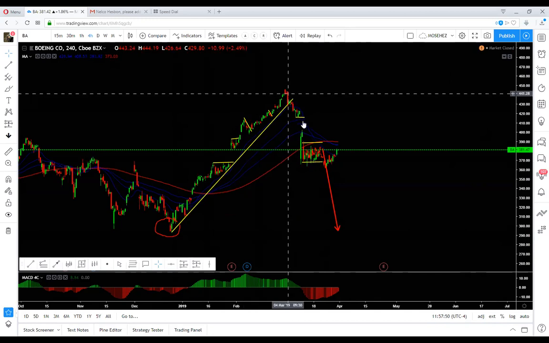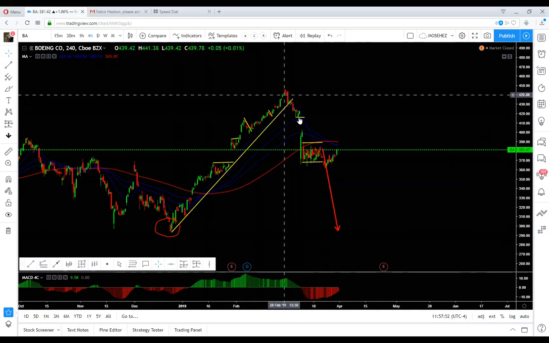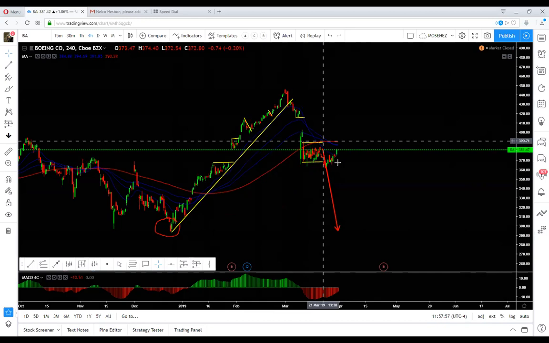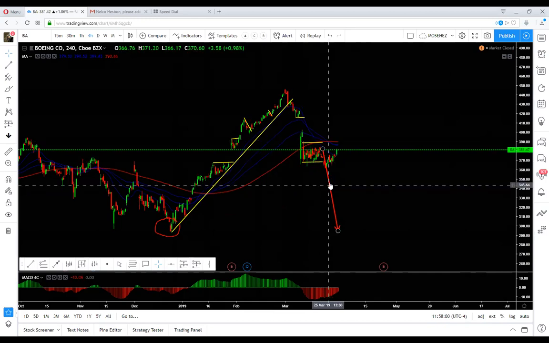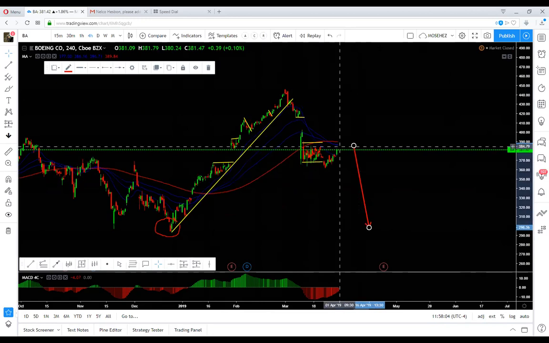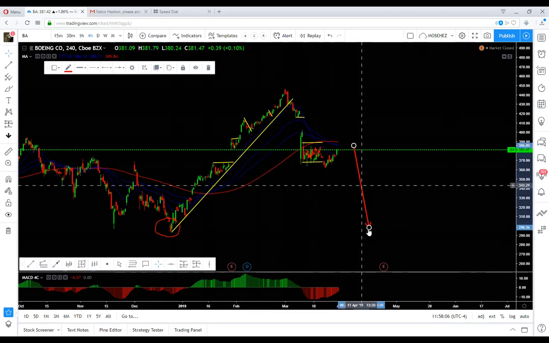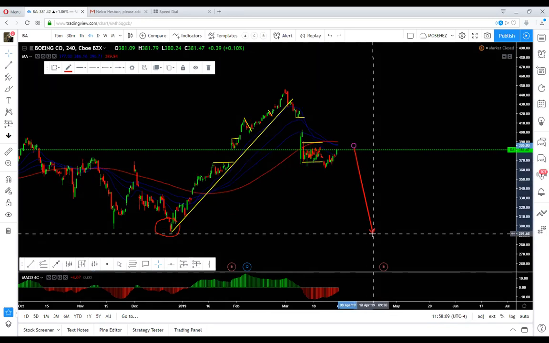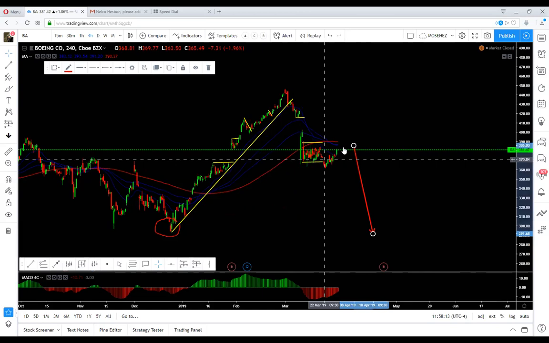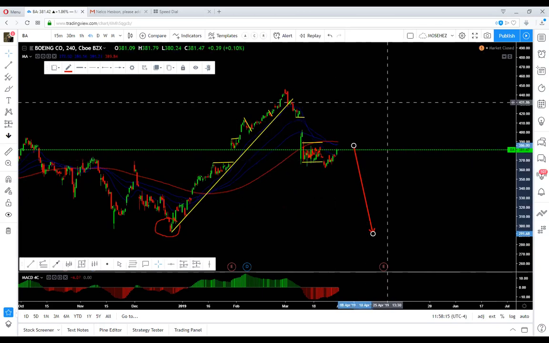But when this crash happened, it had already broken and it went down. We can see now that it is correcting. I hope it will come close to this EMA and then drop further. What will make it drop further? I don't know, but I know it will drop further.